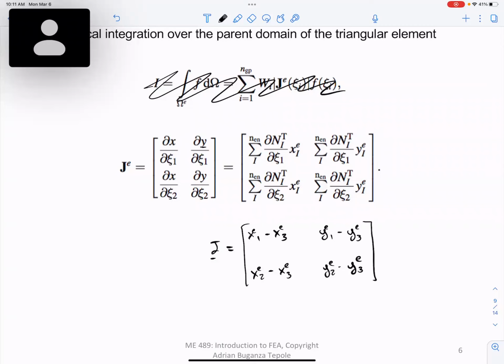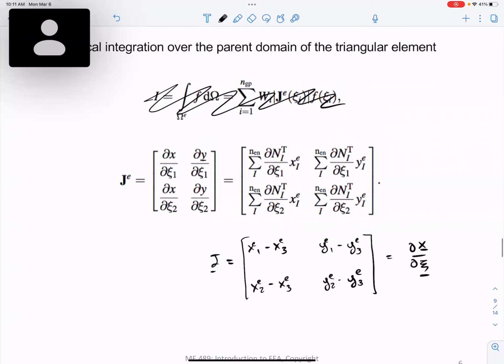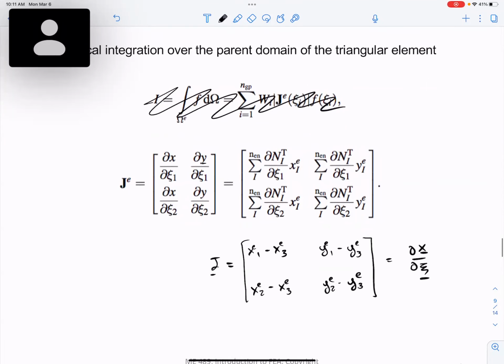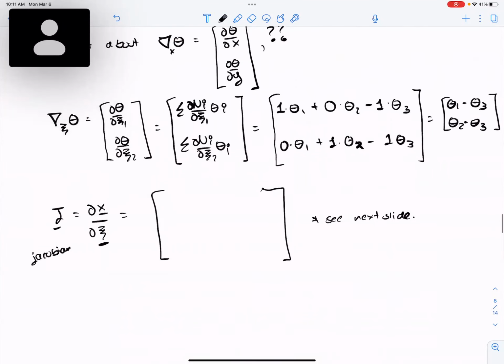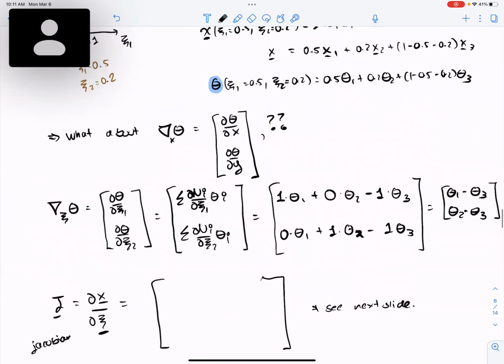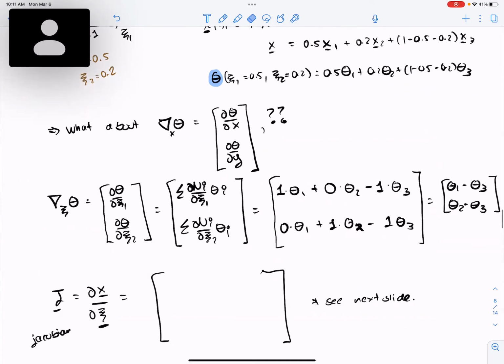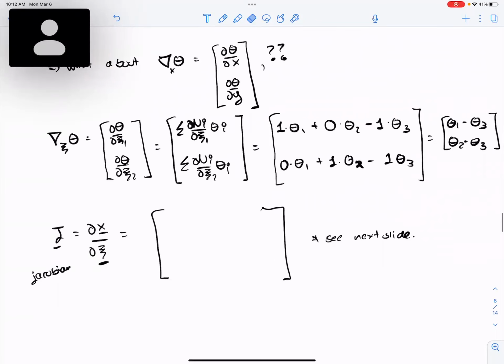All right, let me just remind you that this is dx, d psi. So again, we have two different types of derivatives. At the end, I still haven't calculated this. At the end, I want the derivative of theta with respect to x. I'm going to get there in just a second. What I have now is the derivative of theta with respect to psi, and the derivative of x with respect to psi, which is the Jacobian.